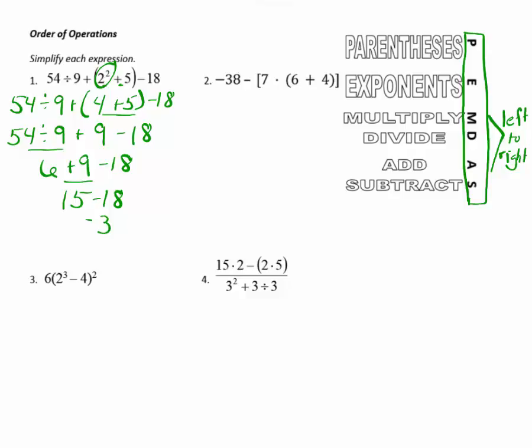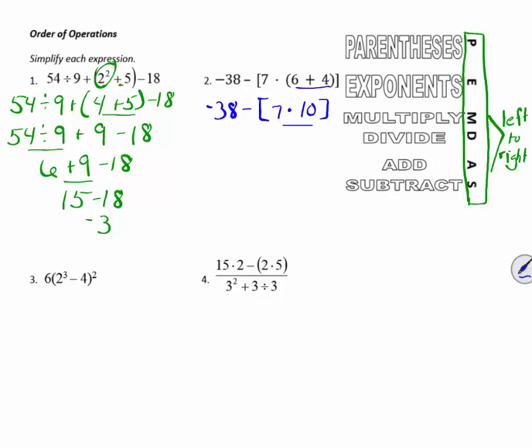All right. So over here, again, I have parentheses. Inside the parentheses, I actually have brackets. And inside the brackets, I have multiplication in parentheses. So this has to get done first. So I'm going to keep negative 38 minus 7 times, and I'm going to do 6 plus 4, which is 10. Now I have to finish the brackets.